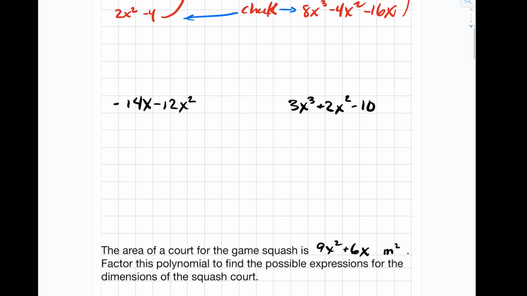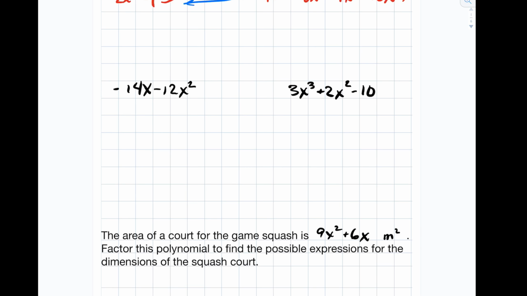Okay, let's take a look at this next example right here. So if you notice, both of these have negative signs, so I could factor out a negative, right? Because they both have that in common. And I could factor out a 2, because 2 goes into both of these. That's the greatest number that goes into both 14 and 12. And I could also factor out an x, right? I believe that's the highest number of things I could factor out of both of these terms, negative 14x and negative 12x squared.